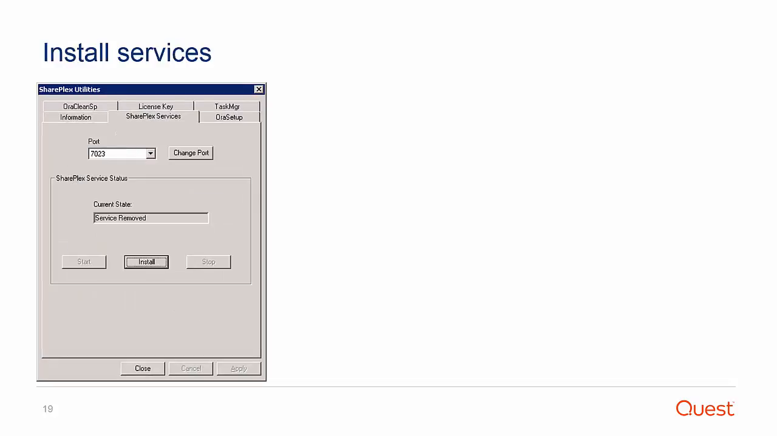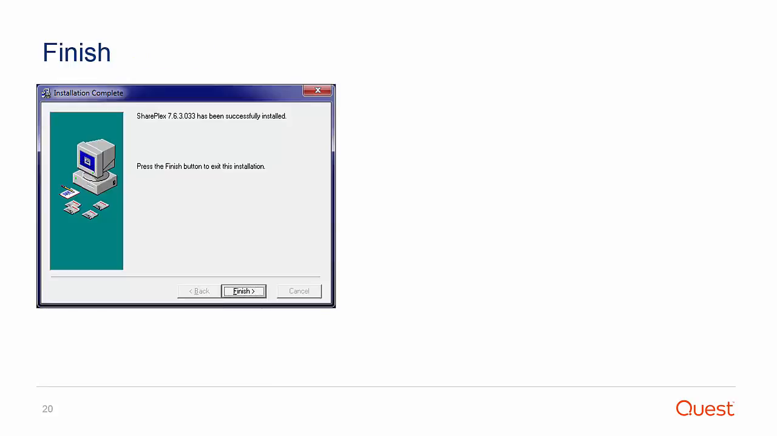After closing the utility to run Aura Setup, the installer will navigate you to the SharePlex Services section of the SharePlex utility. This will enable you to install SharePlex as a service. Click on the Install button to add SharePlex as a service. When you have completed the steps above, the Installation Complete dialog box will appear. Click Finish to complete the installation.